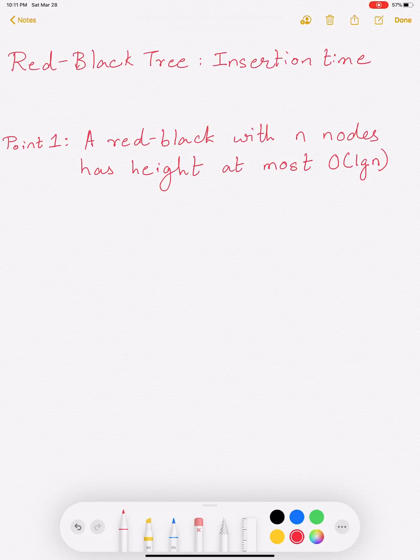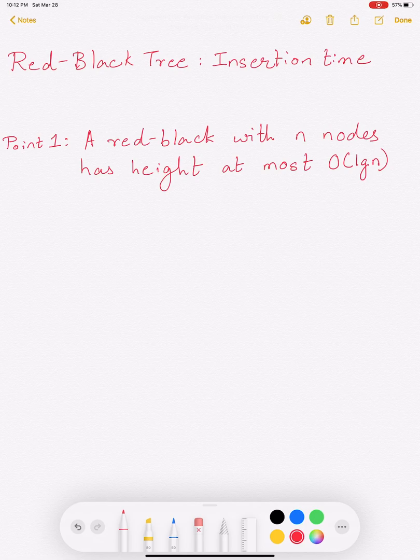Hi everyone. In the previous video we studied how to insert a node in a red-black tree. Now the main purpose of constructing a red-black tree is that a red-black tree is balanced. If a tree is balanced, what it means is that its height is at most O of log n. That is true about red-black trees as well. That is, a red-black tree, if it has n nodes, its height is at most O of log n. We are not going to prove why this is the case, but we'll just accept this.